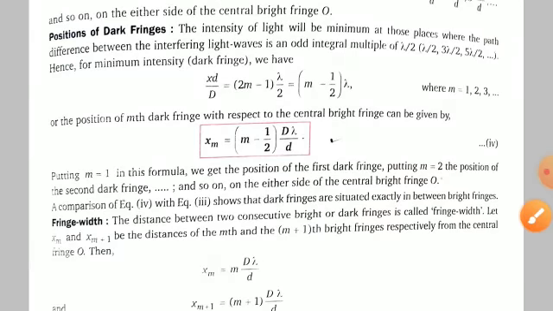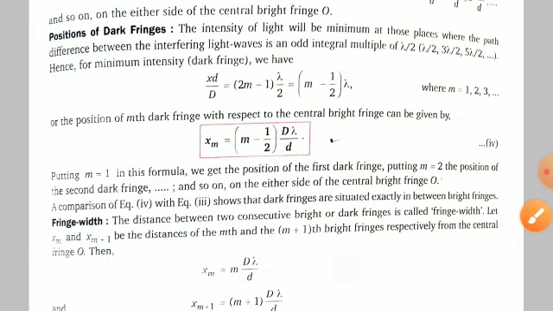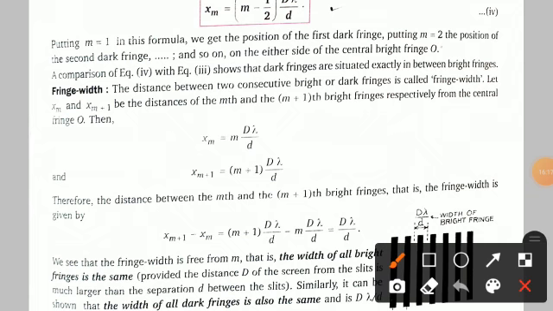Comparison of equation 4 with equation 3 shows that the dark fringes are situated exactly in between the bright fringes, so you get a pattern of bright, dark, bright. Now, if you have to calculate the fringe width, the distance between two consecutive bright or dark fringes is called the fringe width.